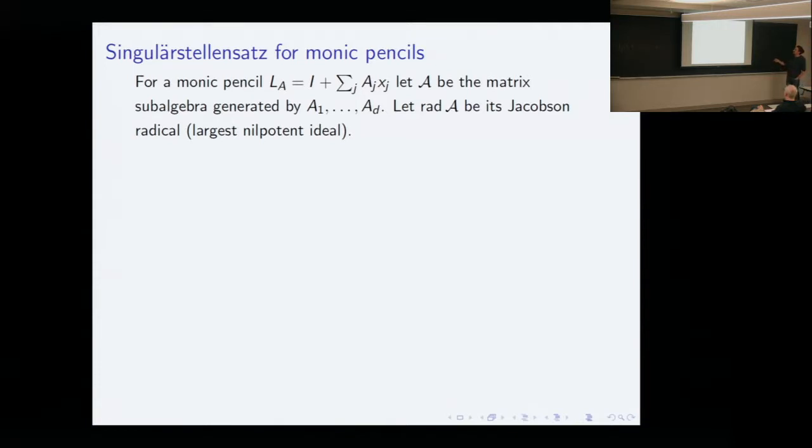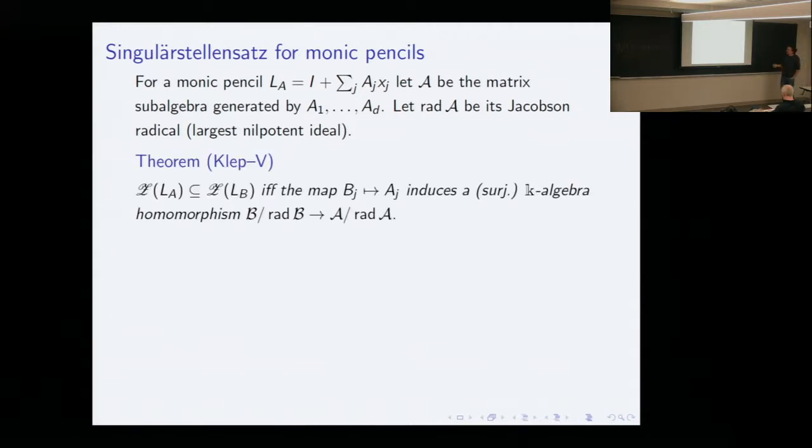So I take a monic pencil, right? So identity plus the sum of a_j x_j, and let me denote by curly A the matrix subalgebra generated by these matrices. Okay, so it's some finite dimensional algebra. Let rad A be its radical. What do we mean by radical? Well, we're in finite dimensions, so more or less all the radicals coincide, be it the Jacobson radical or the largest nilpotent ideal or whatnot.